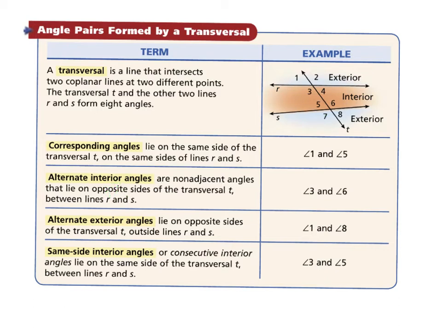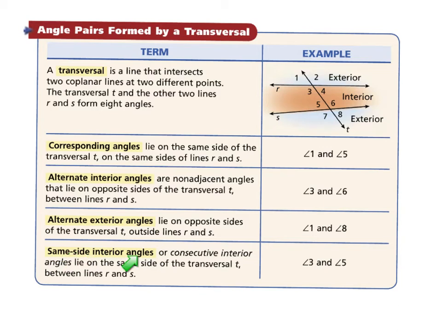Alternate interior angles are non-adjacent angles. That means angles that are not next to each other, that lie on opposite sides of the transversal between or inside lines R and S. So if you look in this picture, the interior are these 4 angles, 3, 4, 5, and 6. Alternate means on opposite sides of the transversal. So we could say angle 3 and angle 6 are alternate interior, and angle 4 and angle 5 are alternate interior. Alternate exterior is the same premise, but now they're on the exterior of the 2 lines R and S. So we could say angle 1 and angle 8 are alternate exterior, angle 2 and angle 7 are alternate exterior.